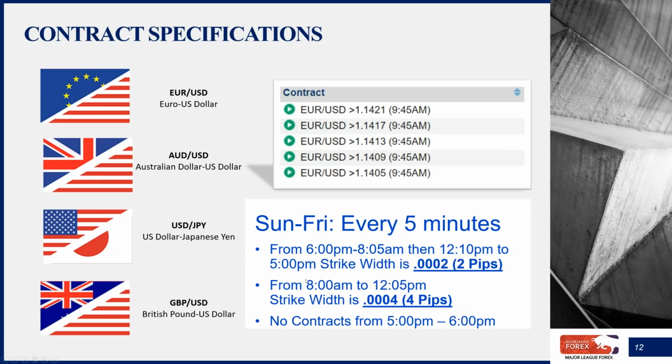But during the time from 8 a.m. Eastern to 12:05 p.m., the spread width would be 4 pips instead of 2. Again, if you look at this top section here, this example, these contracts up here are 4 pips apart. Well, of course they are. It's at 9:45 in the morning, okay? And again, remember, 9:45 would be between 8 and 12:05.